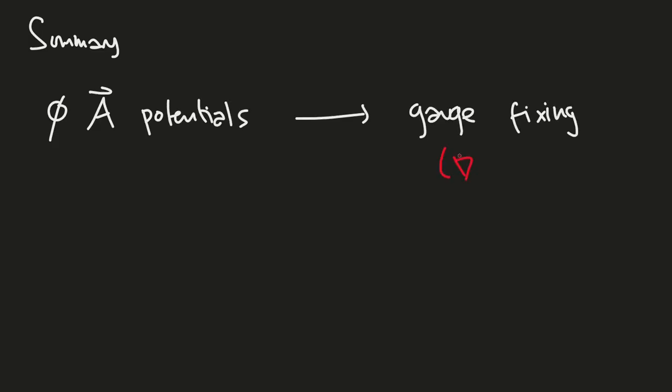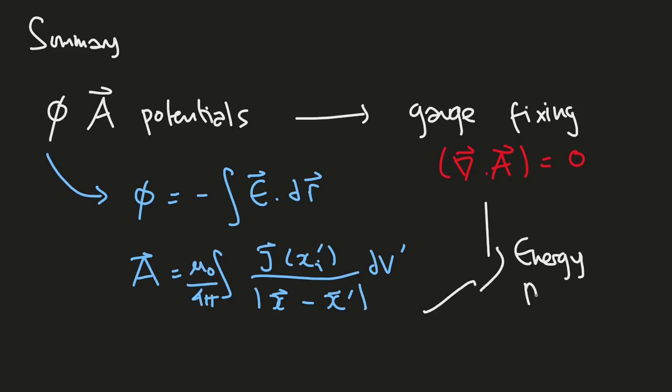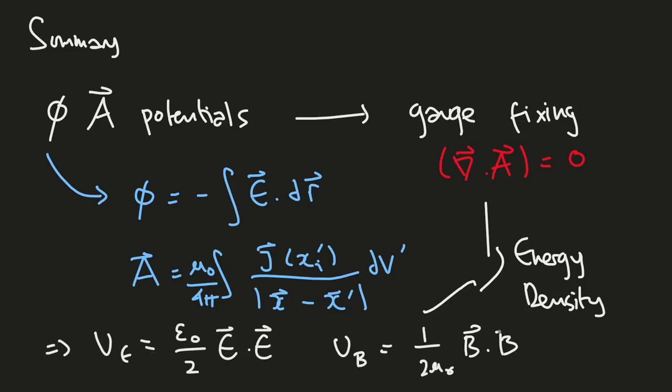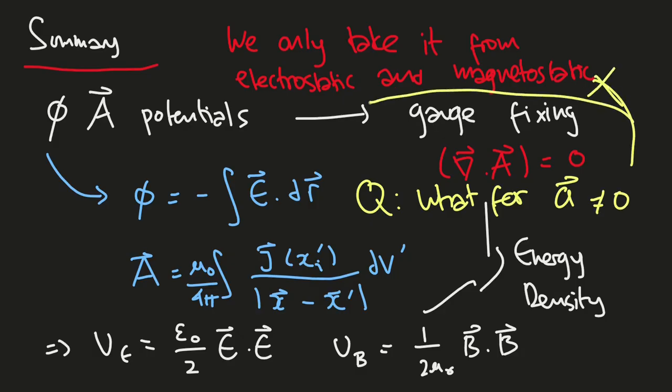And for summary, we get something new about electromagnetic potentials, for which we can choose gauge fixing. For example, nabla dot A equals 0, and then we will get this integration for both electrostatic and magnetostatic fields, by which we will get the energy density definition as this, which only covers the special case of electrostatic and magnetostatic. Obviously, our question will be what happens for an accelerated charged particle, with no more electrostatic and no more magnetostatic conditions. This will be our discussion in the next videos.